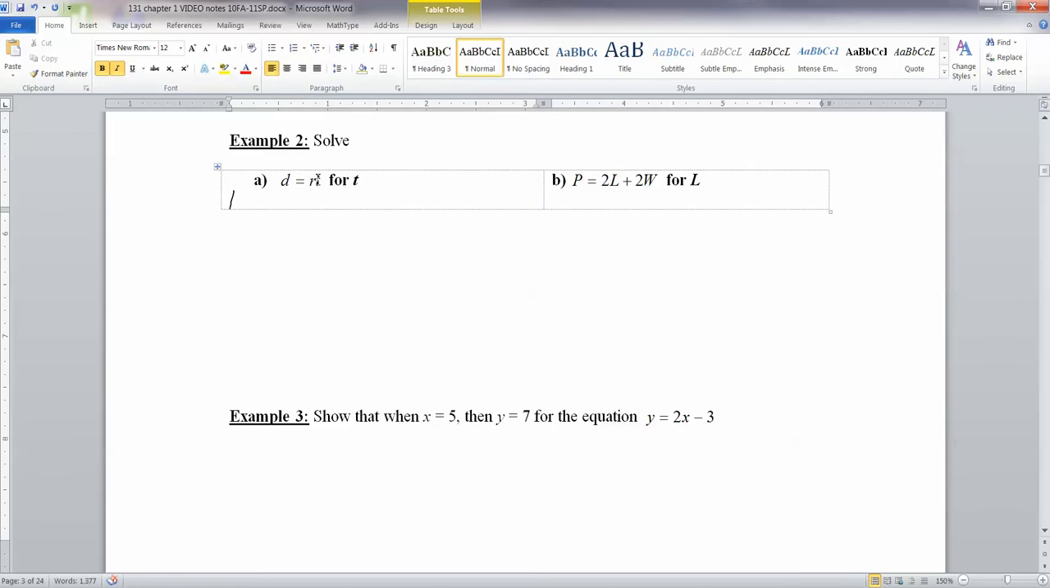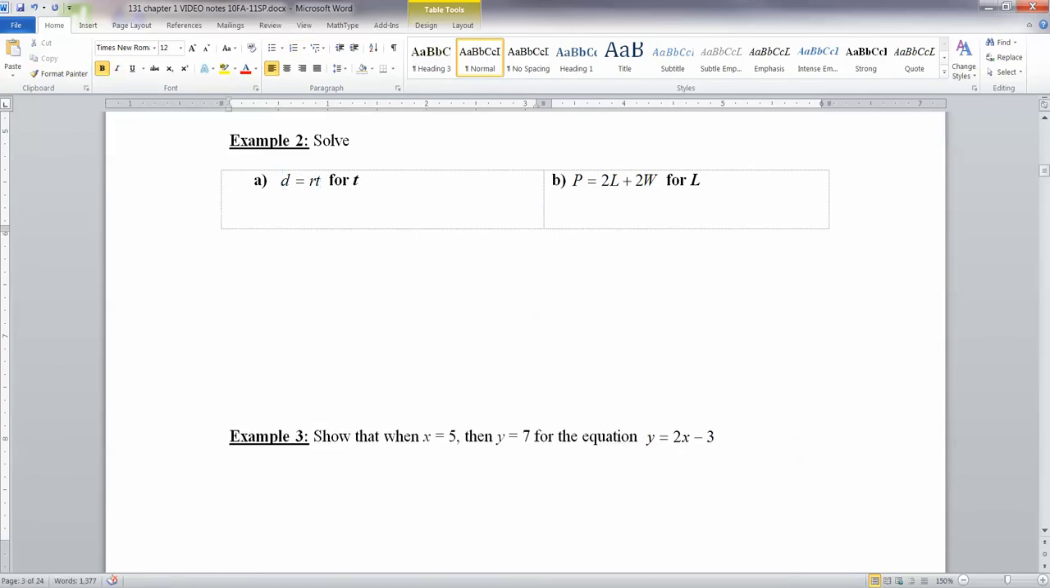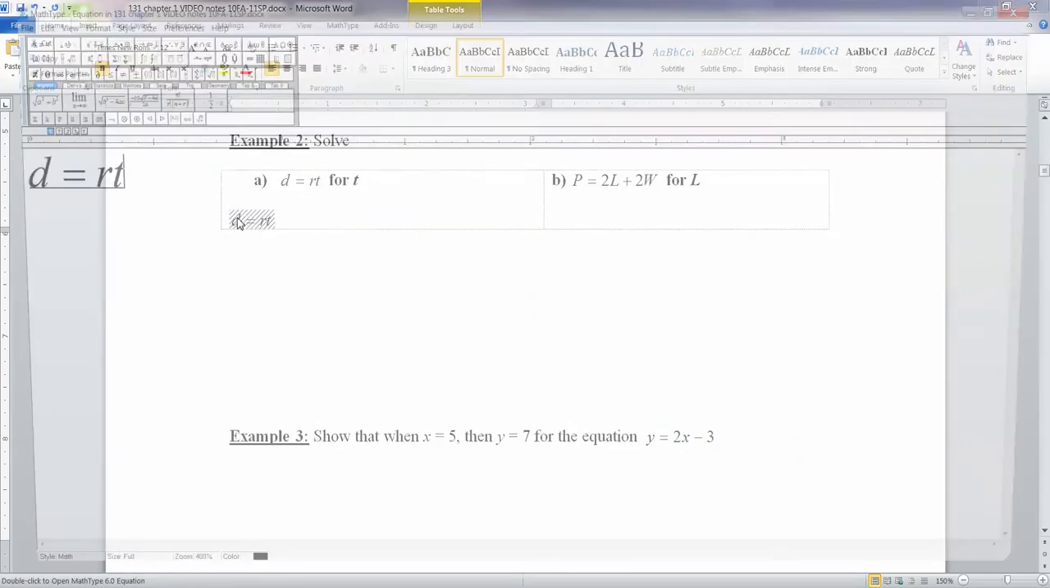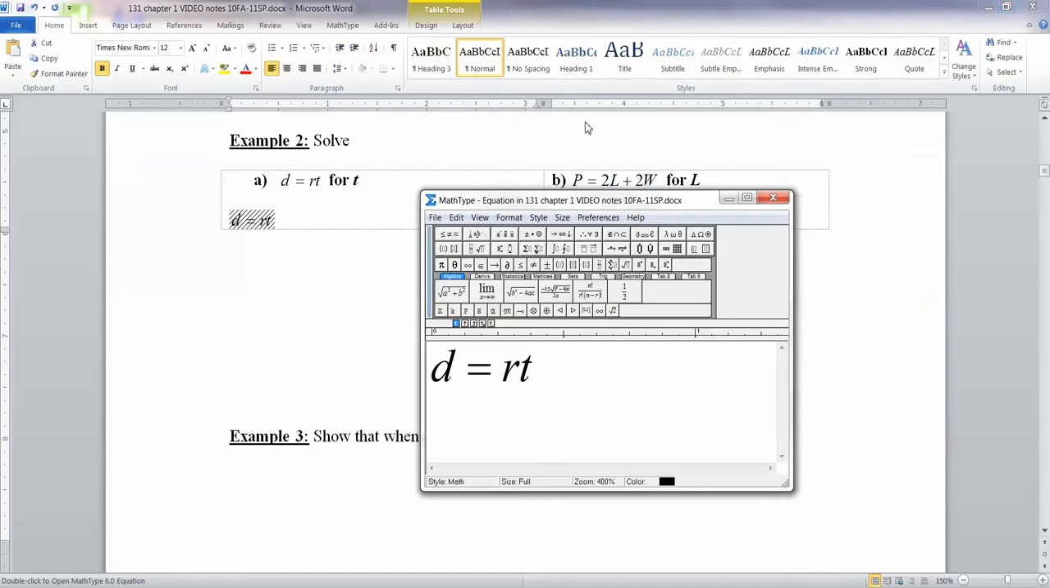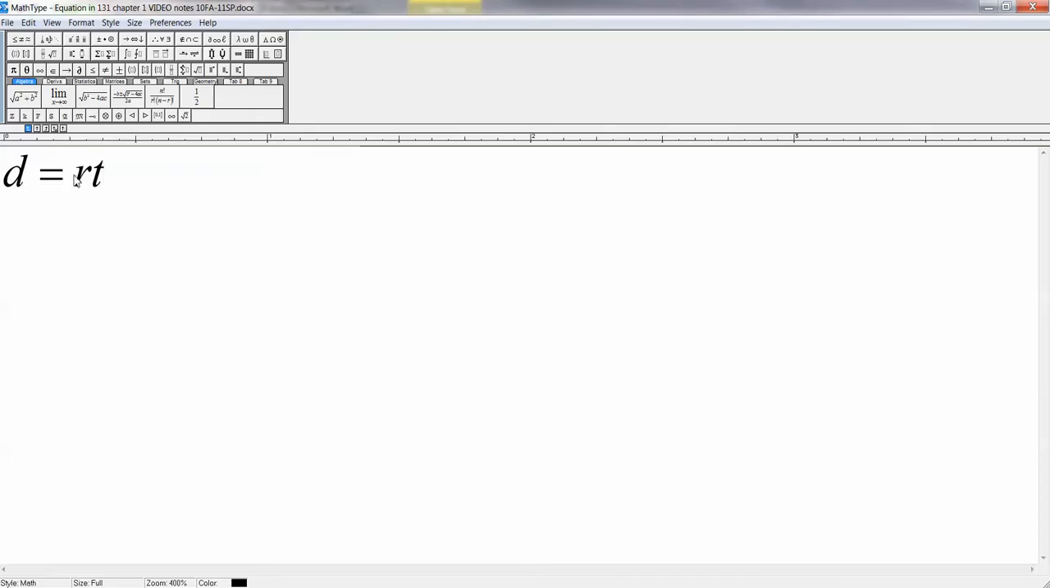So the first thing they want you to do is they want you to take this formula, d equals rt, which if you've ever been in an algebra class, you've learned is distance equals rate times time, right? How far you go is equal to how fast you're moving, your rate, times how long you move for it, right? And they want you to solve it for t. They want the t variable by itself.